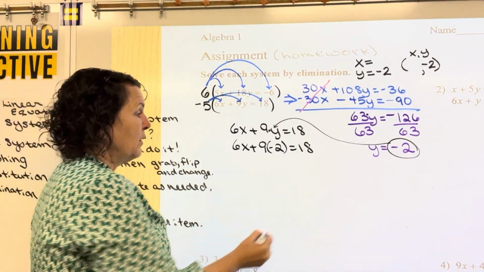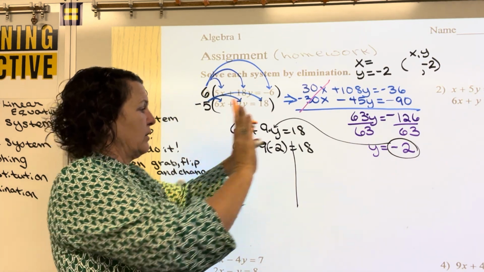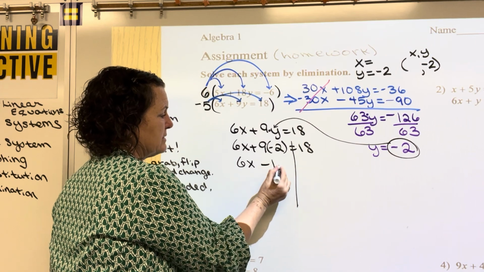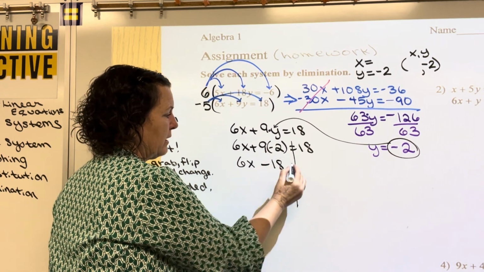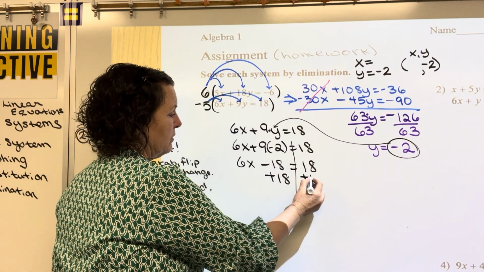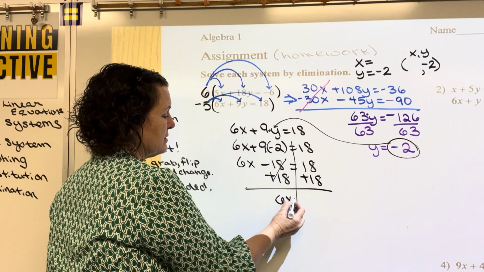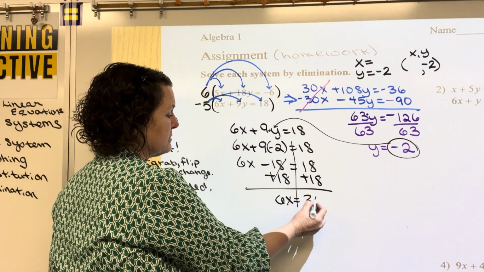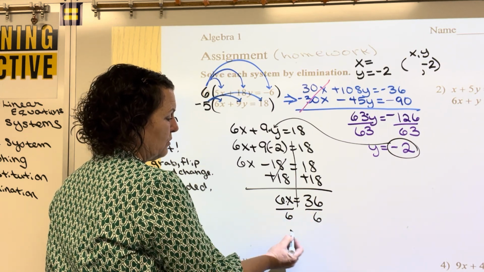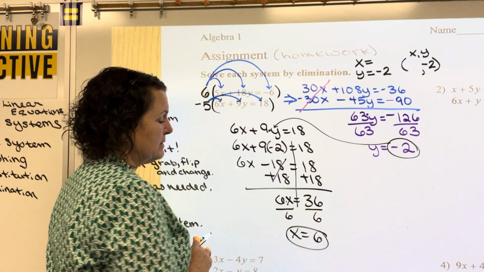Cool. Let's just finish it off. Remember, when we're solving equations, we want our letters on one side and our numbers on the other. So we have 6x minus 18, 9 times 2, but make it negative. I'm going to add 18 to both sides. Cool. So I have 6x equals 36. The opposite of multiply is divide. And whatever I do to one side, I do to the other. My x value is 6.